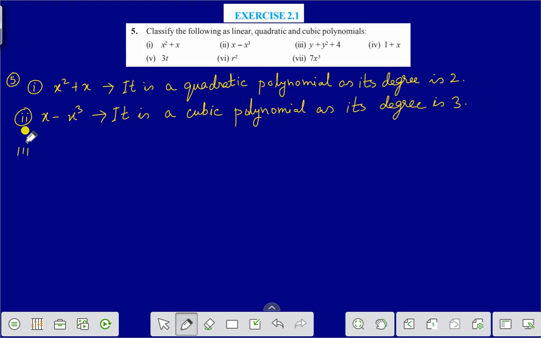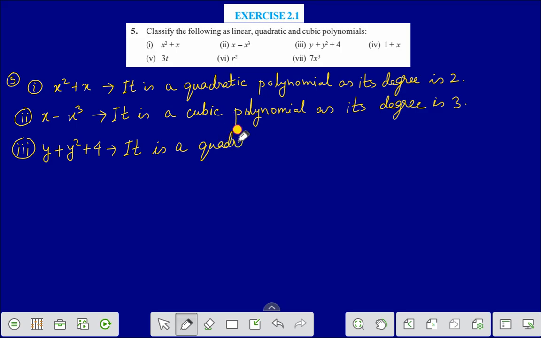Now part 3. Part 3 here you see is y plus y square plus 4. Here you see the highest power of y is y square. That is, the degree is 2. Therefore, it is a quadratic polynomial.